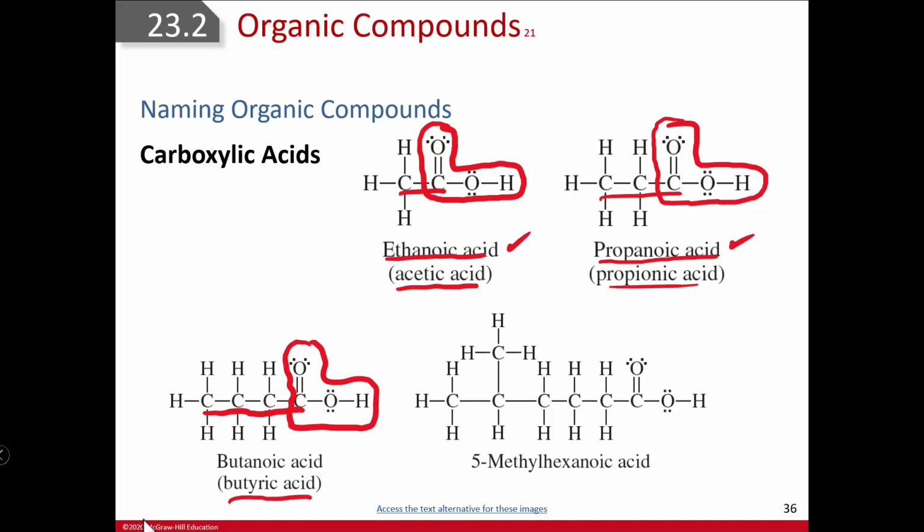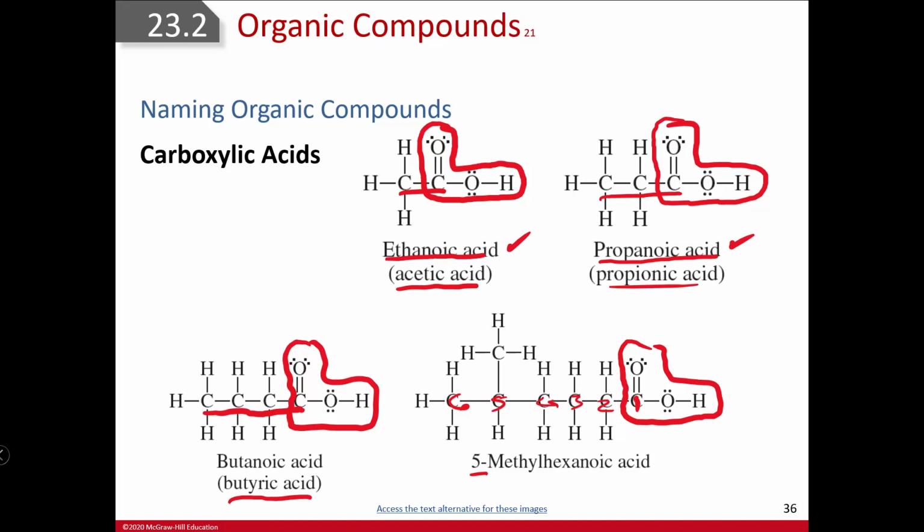Okay, last one. So the carboxyl group is here. We're going to label this carbon as number 1 because this is a hexanoic acid. It's 6 carbons long. 1, 2, 3, 4, 5, 6. So we would say 5-methylhexanoic acid.